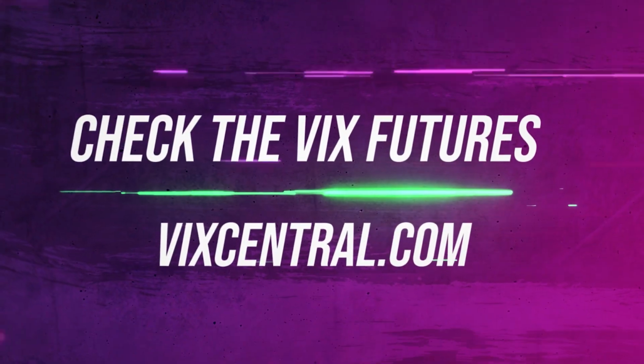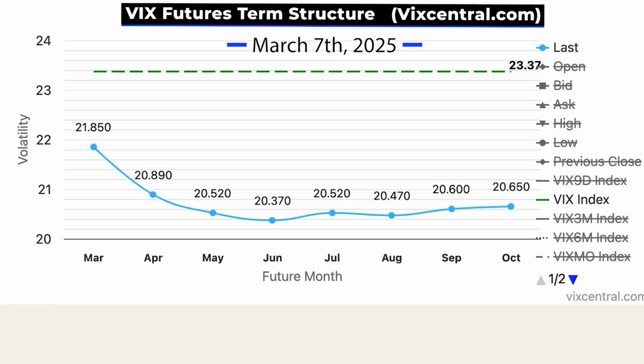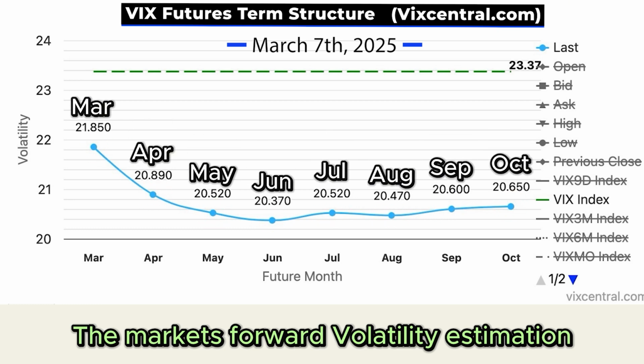Every single day, I want you checking the VIX futures at VIXCentral.com. This is what's called the VIX futures term structure. Now, every one of these points is a VIX future, and they represent the market's estimation of forward volatility for each month going out in time. So March, April, May, all the way out to October.